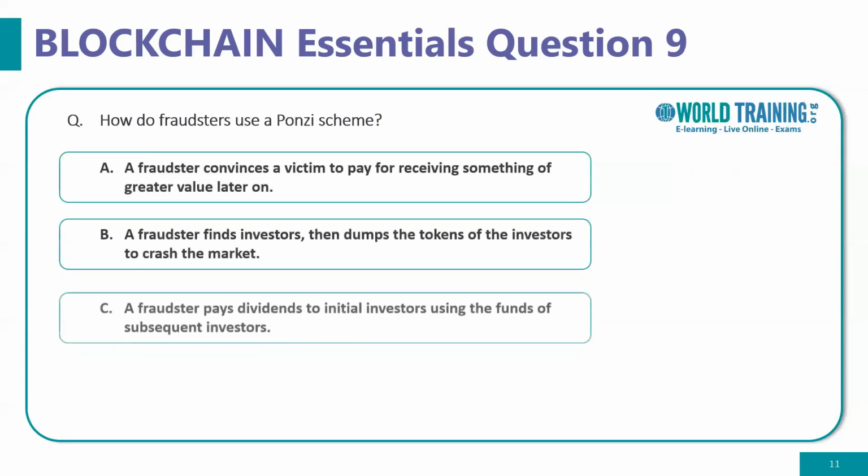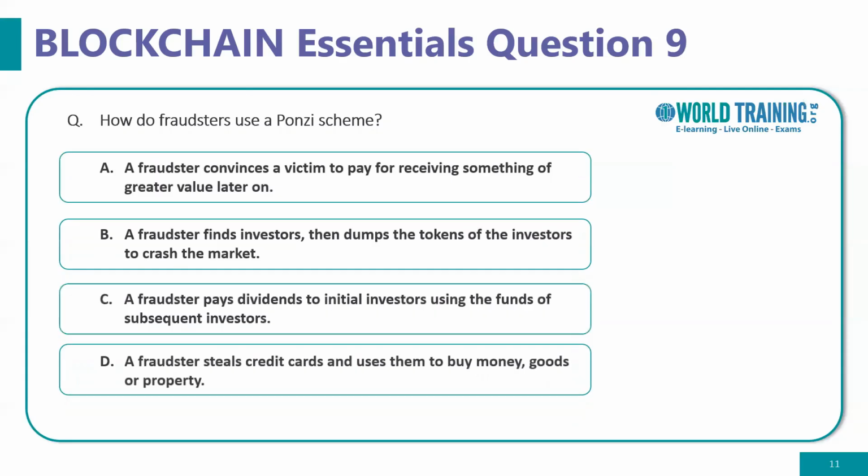So let's move to question number 9. How do fraudsters use a Ponzi scheme? The options are: a fraudster convinces a victim to pay for receiving something of a greater value later on. A fraudster finds investors, then dumps the investors' tokens to crash the market. A fraudster pays dividends to initial investors using the funds of subsequent investors. And a fraudster steals credit cards and uses them to buy goods or property.